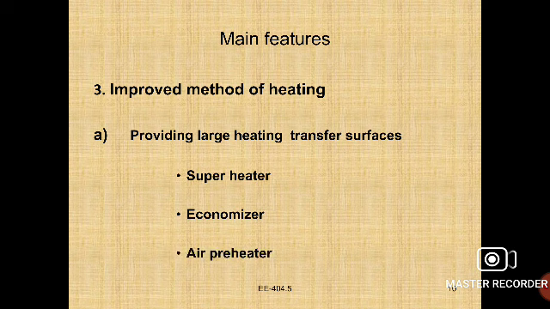Next, the improved method of heating. Whenever we heat the water and the steam, there are methods for improving heating, such as providing large heat transfer surfaces. A superheater is provided, an economizer is provided, and an air preheater is also provided.